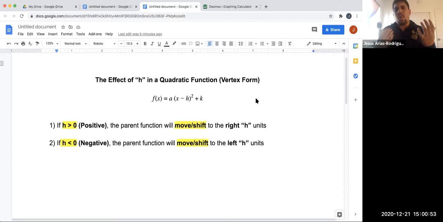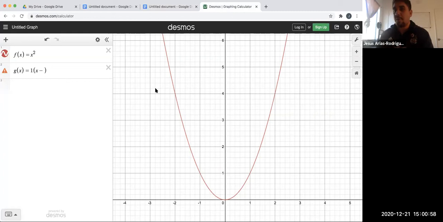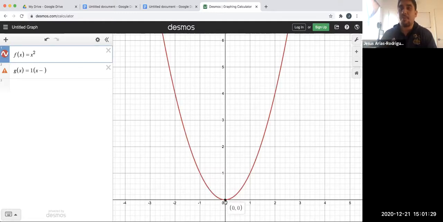Now, why am I saying the parent function? Just so you know, when we talk about quadratic functions, whether we're talking about vertex form, standard form, or intercept form, we're basically having the same starting point, which is this parent function that I'm going to define as f of x is equal to x to the power of 2, which is the graph that I have on Desmos right here on the screen. If you notice, this is a quadratic function that is opening up and whose vertex is located at the origin, which is the point (0, 0).